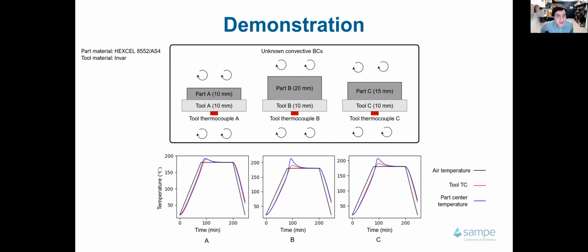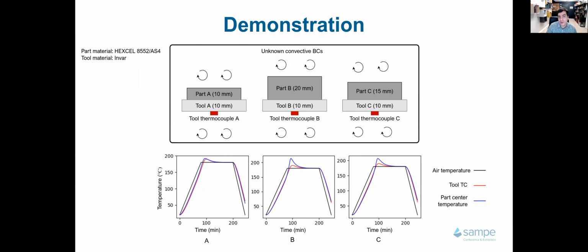So the demonstration that we have, and I'm going to walk you step by step, is a case where we have 3 parts sitting on 3 tools. And these parts have different thicknesses, tools have different thicknesses. In this case, actually, the tools have the same thickness. The parts are Hexcel AS4/8552, and the tools are all Invar tools. We have 1 thermocouple under each tool, so thermocouple A, B, and C. And we have unknown convective boundary conditions around them. We don't know anything about the boundary conditions.